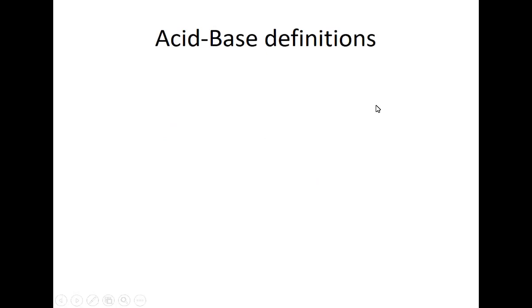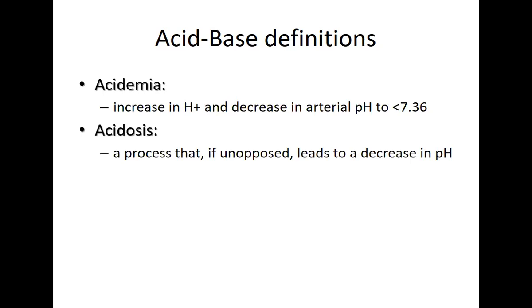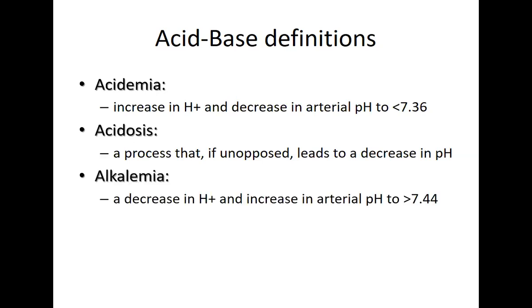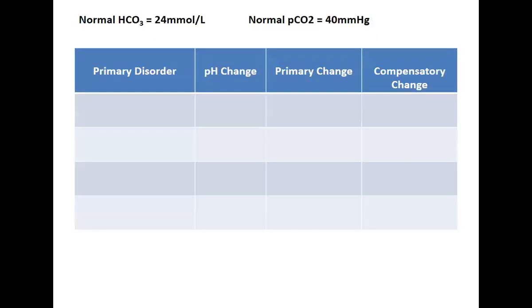Okay, so we have to start with some definitions. Acidemia is when the blood has an increase in hydrogen ions and the arterial pH is less than 7.36. Acidosis is the process that leads to that decrease in pH. So acidemia versus acidosis. Alkalemia is a decrease in hydrogen ions and an increase in that pH to more than 7.44. And alkalosis is the process that leads to that increase in pH.